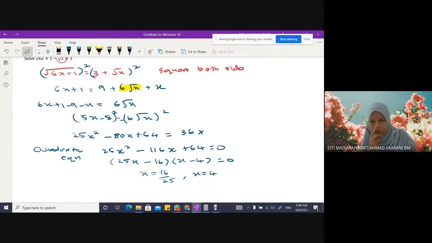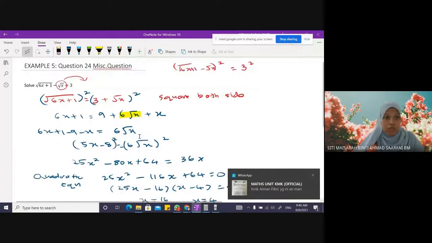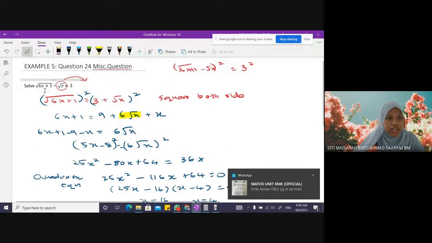Okay, kalau tengok kat sini, we have 2 value of x. Tapi bila set equation, solving set equation, you need to check answer. You must check answer. So substitute into original equation. So jadi awak substitute satu persatu lah. So dia punya original equation is set 6x plus 1 minus set x equals to 3.